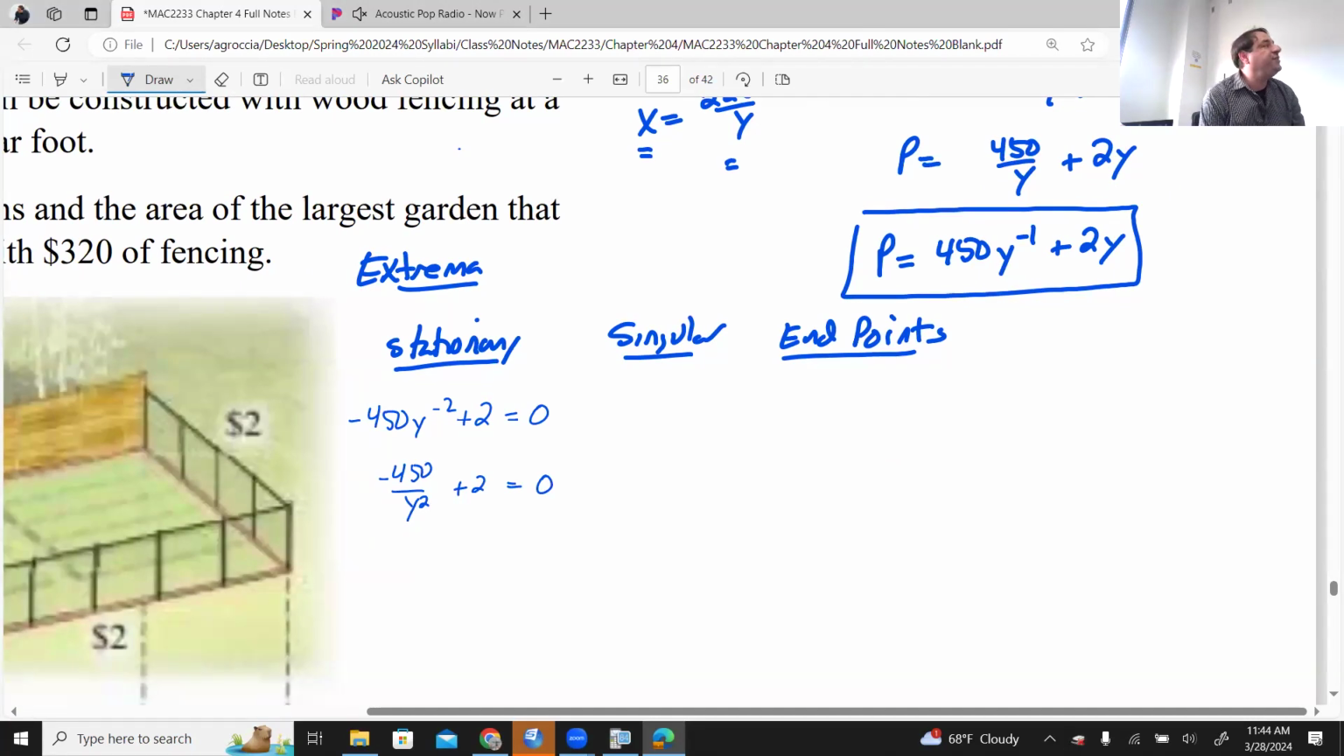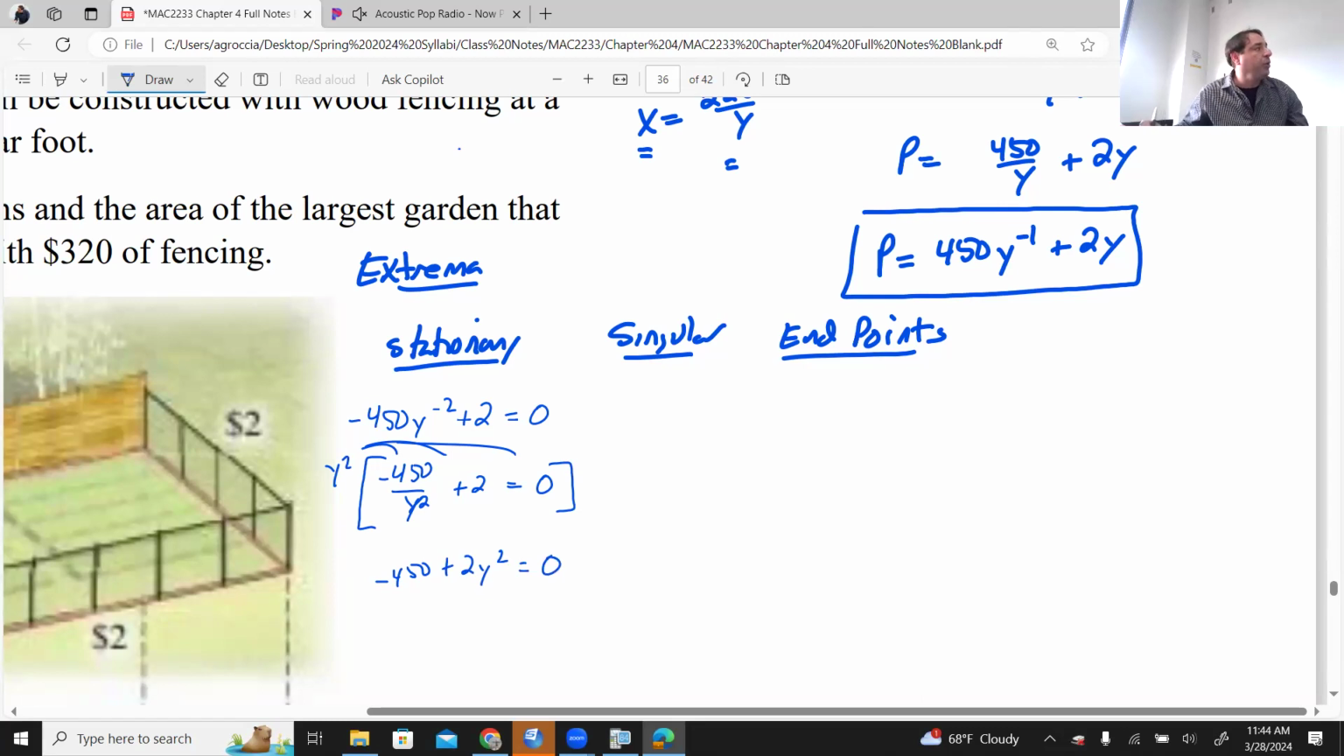Now, when we go to solve this, there are two ways, and I can't do both ways all the time. It's either clearing the fraction or creating a proportion. Both are good. I'm going to go with clearing the fraction, which means I have a y squared in the denominator, so I'm going to multiply everything by y squared. So y squared over y squared leaves you with negative 450. Y squared times 2 is 2y squared. Y squared times 0 is 0. No more variable in the denominator.